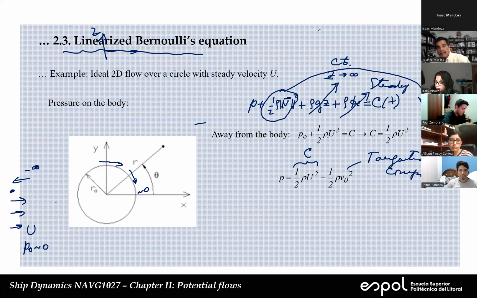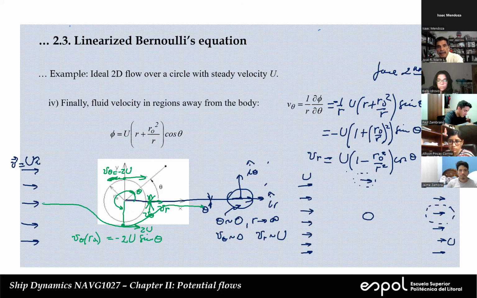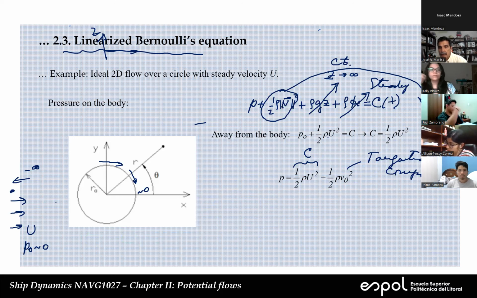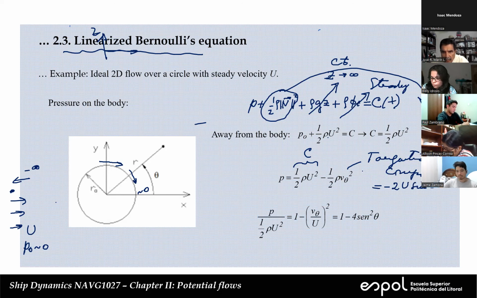And we have that. Let me go back just a little bit here. On the body is minus 2u sine theta. So this is equal to minus 2u sine of theta. And if we replace, we have u squared here, I have u squared here, and so we can get a constant common factor, and we can put it on the denominator. This is a very common way to express this result.